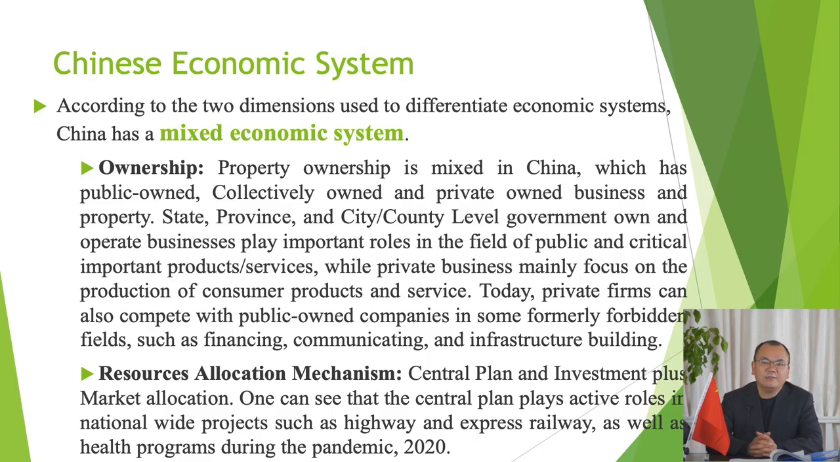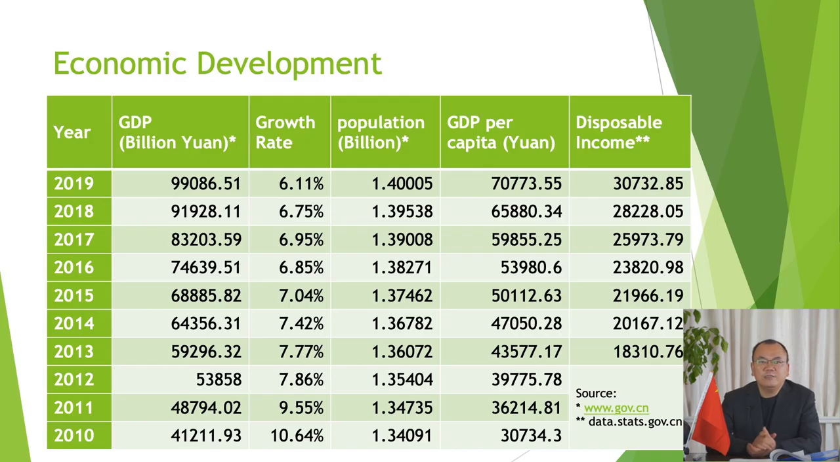The second very important index when we discuss a nation's economy is this. The third is about economic development. In this table, we are given the last 10 years development index, mainly GDP growth rate, GDP per capita, and disposable income. For China, for the last 10 years, we can see it keeps GDP growth higher than 6%. Of course, from the figure you can see that the GDP growth rate is decreasing. It's because the GDP itself is increasing. The base is becoming larger and larger.